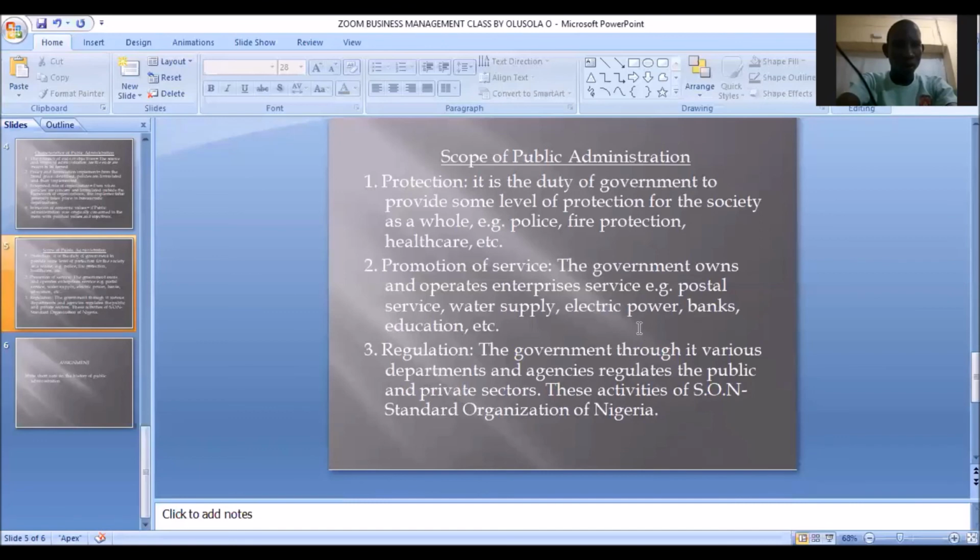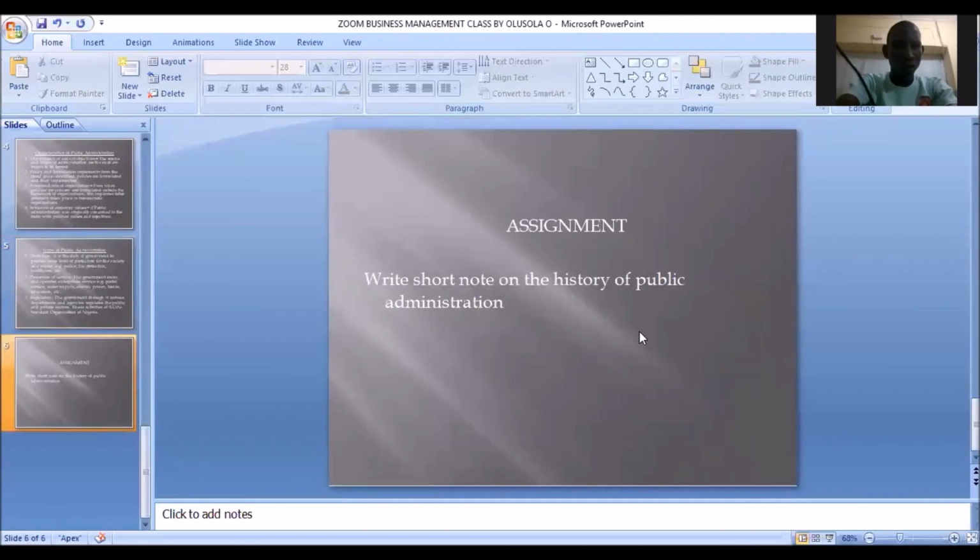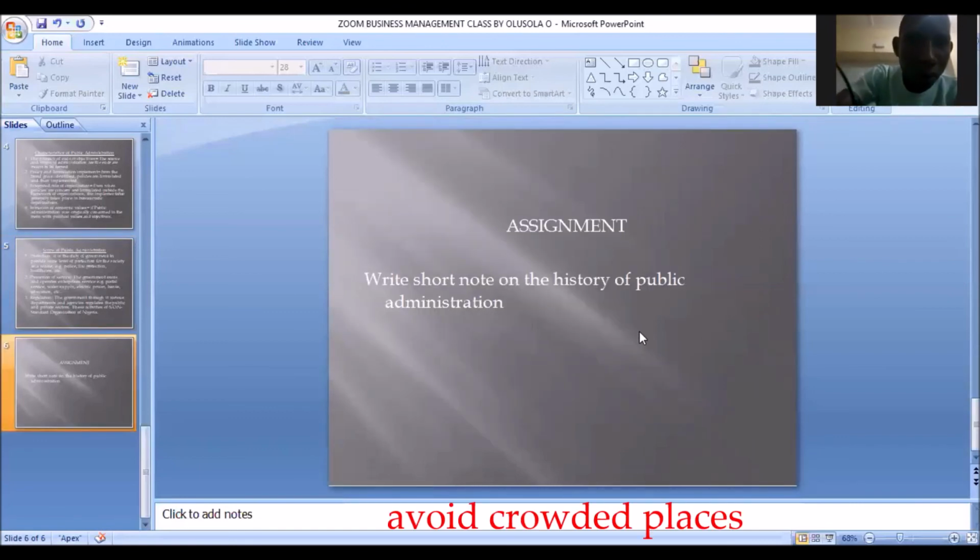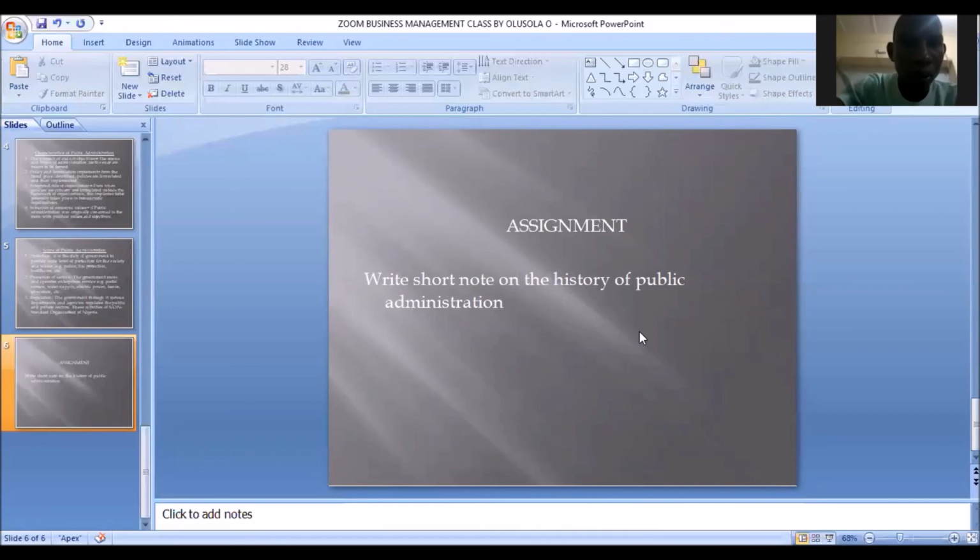Before I leave, let me quickly give us this assignment to do. Write short notes on the history of public administration. Please, it should not be less than 70 English words, please. So that is all for today.